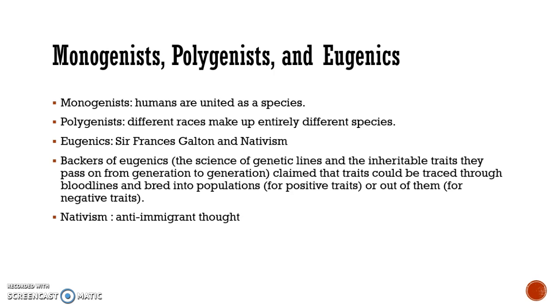Monogenists believe that humans are united as a species. Polygenists at the time believed that different races were different species. This was not a long-lived debate, and obviously monogenists won the debate. We know that humans are united as a species, but the debate lingers, unfortunately, and is one factor leading to prejudice and discrimination. So your third question, the answer is that monogenists believe that humans are united as a species, and polygenists believe that different races are different species.